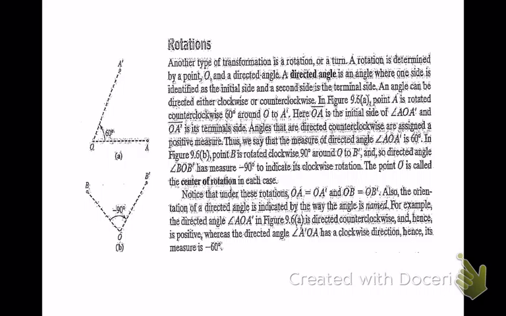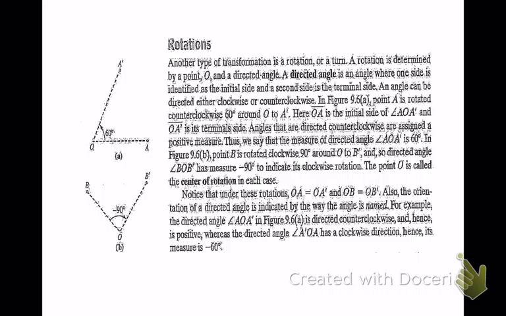Those are positive because just think of the quadrants. You label them 1, 2, and 3 going counterclockwise. So that's why the angles are also positive when you're going counterclockwise. Thus we say the measure of the directed angle AOA prime is 60 degrees.